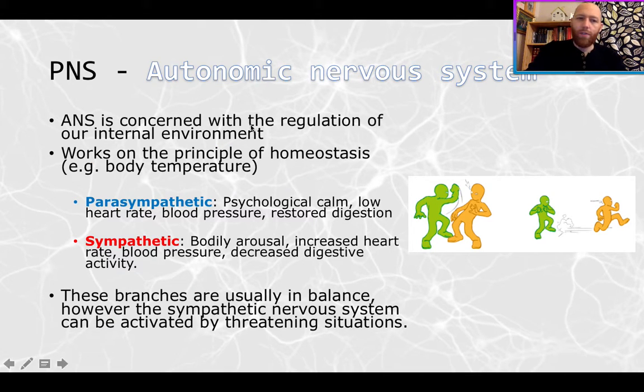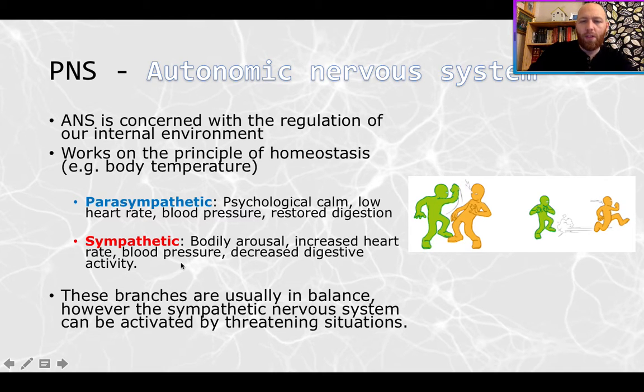The autonomic nervous system, on the other hand, is concerned with the regulation of the internal environment. It works on the principle of homeostasis. When hormone levels rise too high, it will switch off the taps essentially, and then when the levels get low enough, switch it back on. There are two divisions here, the sympathetic and the parasympathetic. Parasympathetic means psychological calm, low heart rate, blood pressure, and restored digestion. We call this rest and digest.